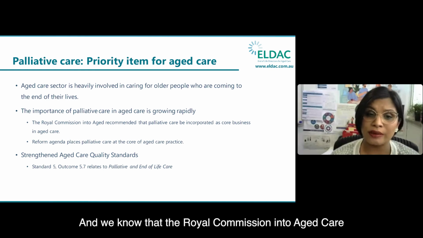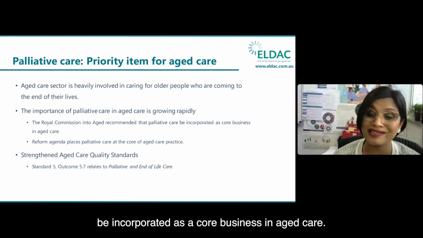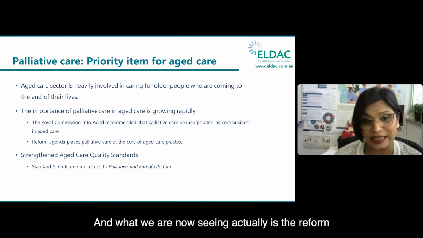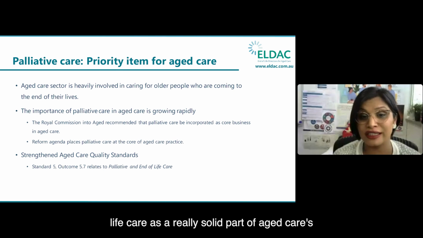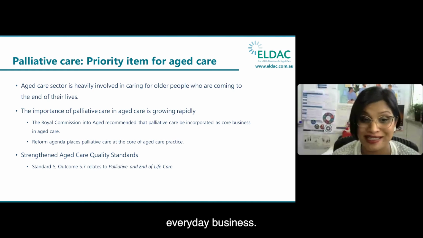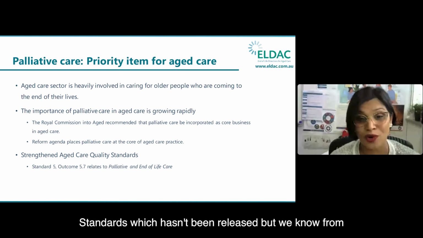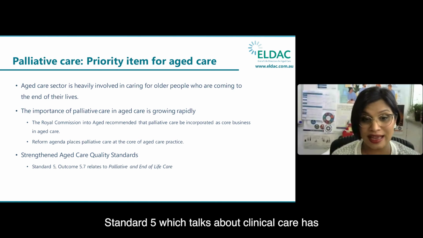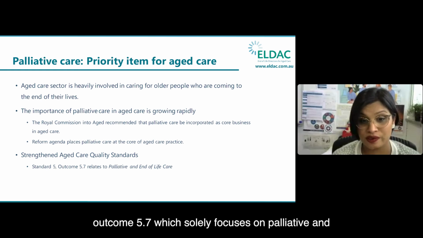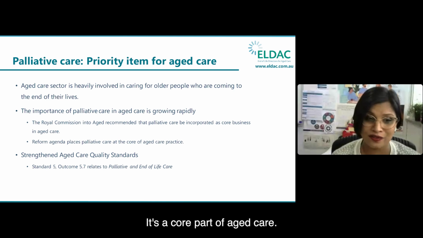And we know that the Royal Commission into Aged Care pointed out the really big need for palliative care to be incorporated as a core business in aged care. And what we are now seeing actually is the reform agenda, which is placing palliative care and end-of-life care as a really solid part of aged care's everyday business. And we can see that in the Strengthened Aged Care Standards, which hasn't been released, but we know from the drafts that have been released so far, that Standard 5, which talks about clinical care, has outcome 5.7, which solely focuses on palliative and end-of-life caregiving. So palliative care is here, it's here to stay, it's core part of aged care.